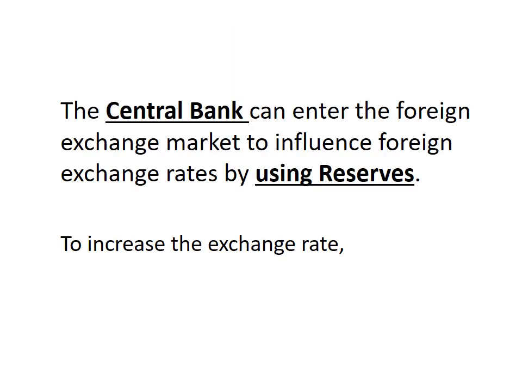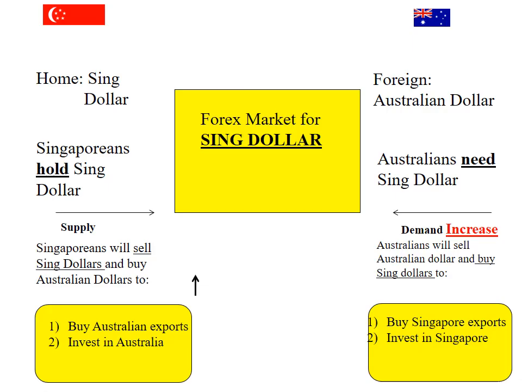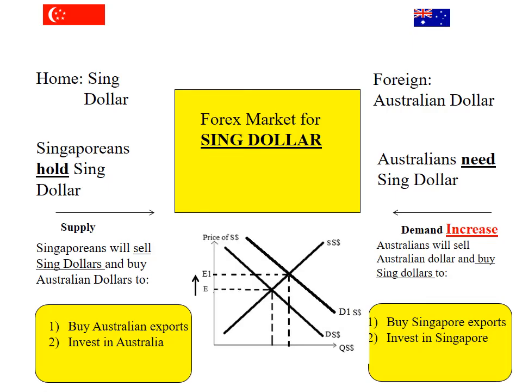Take note, the central bank can enter the foreign exchange market to influence the foreign exchange rate by using reserves, especially when it needs to increase the exchange rate value. Okay, that means other than the demand and supply, which is controlled by the foreigners and locals, the central bank can go in and try to influence the rates. So to make the rate higher, the central bank can put themselves like a foreign buyer.